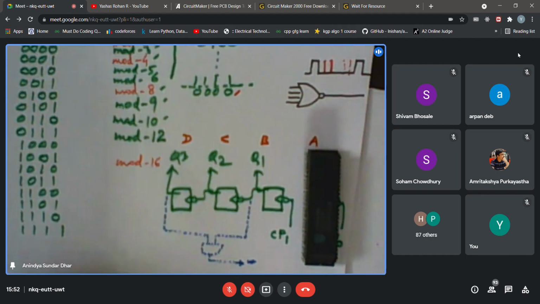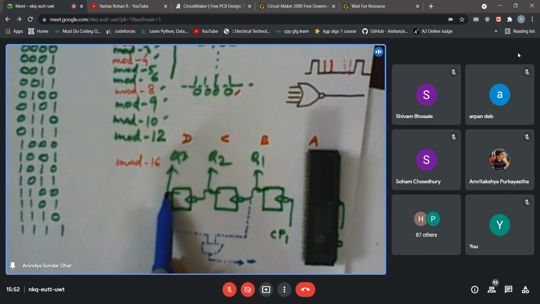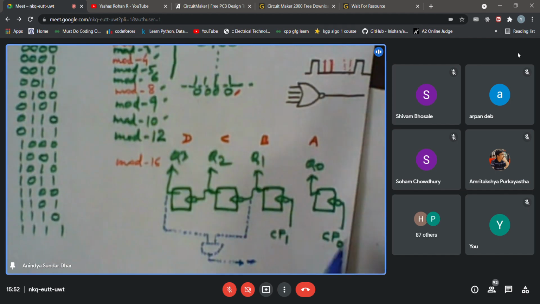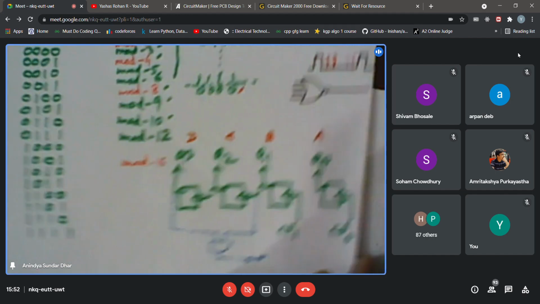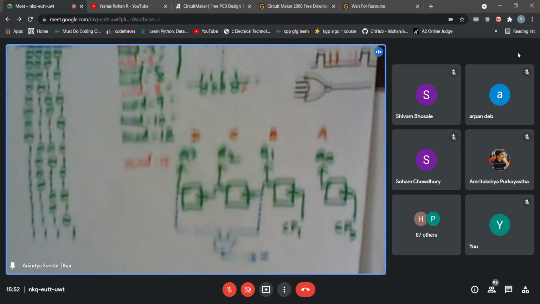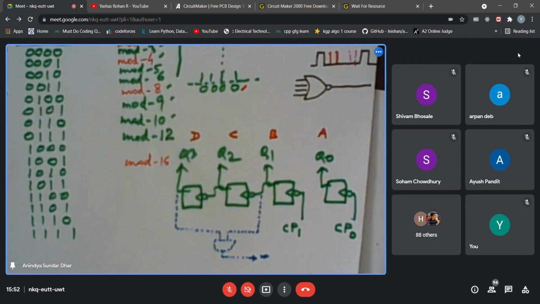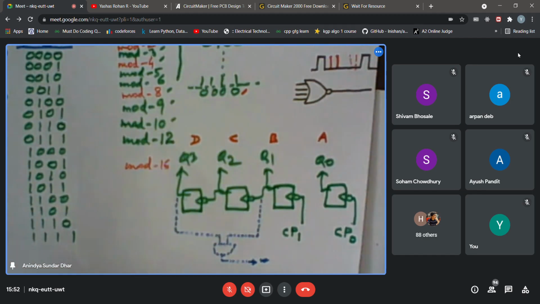But now while having that, if I connect this Q3 to this CP0, what will happen to this Q0 output at that time? Can you repeat your question again?